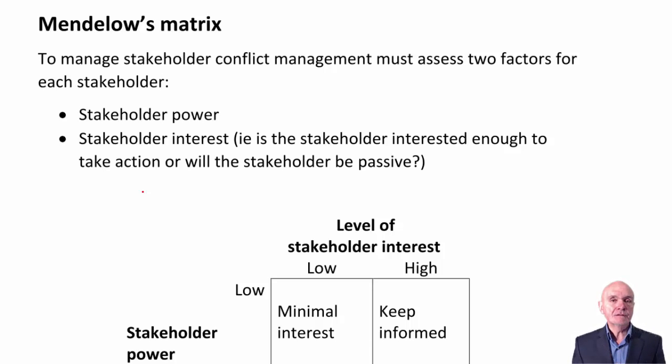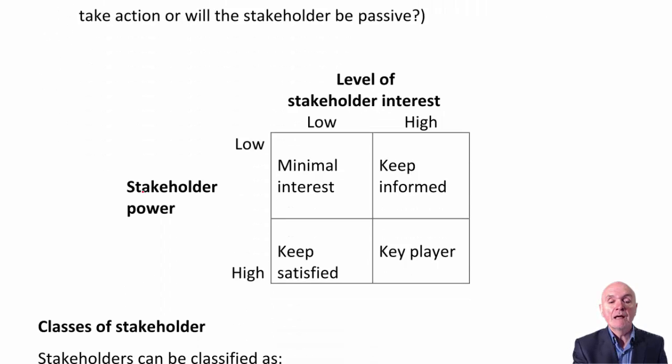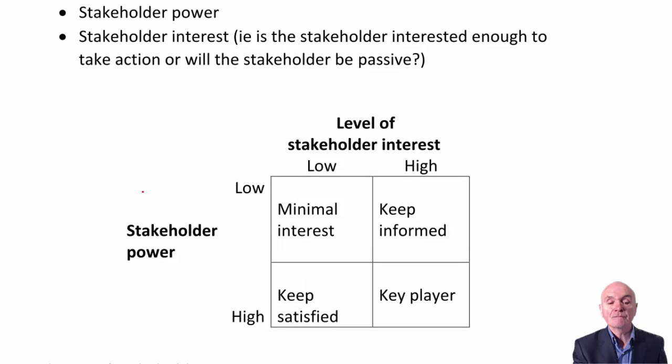How likely are they to actually take action if the organisation does something they don't like? Are they actually likely to leave their job? Are they likely to go and strike? Are they likely to change supplier to something else? And these two measures are mapped out like this. So we have the level of stakeholder interest and we have the stakeholder power. And we'll give some examples here which may or may not be current examples, but they will help you understand what's happening.